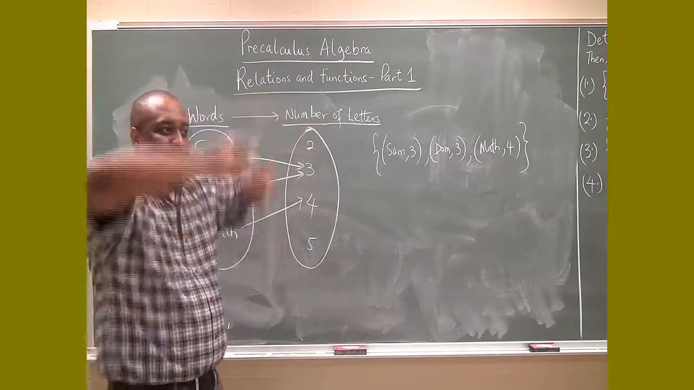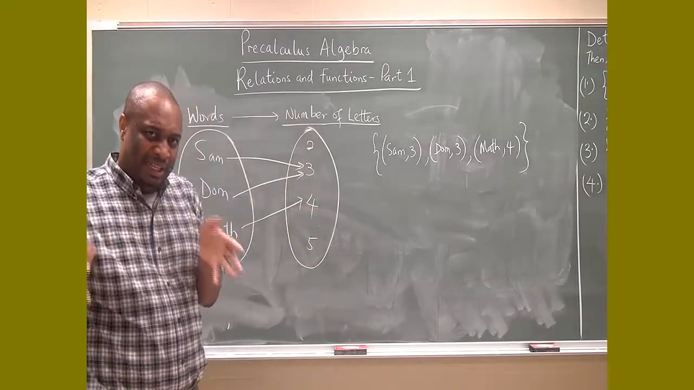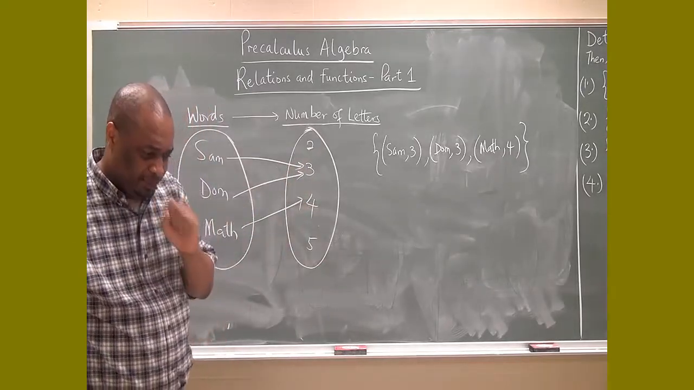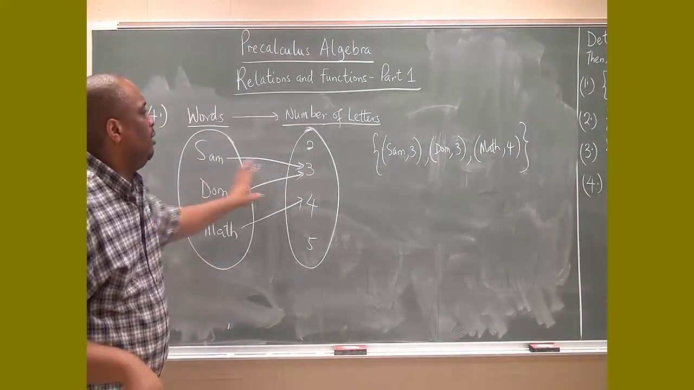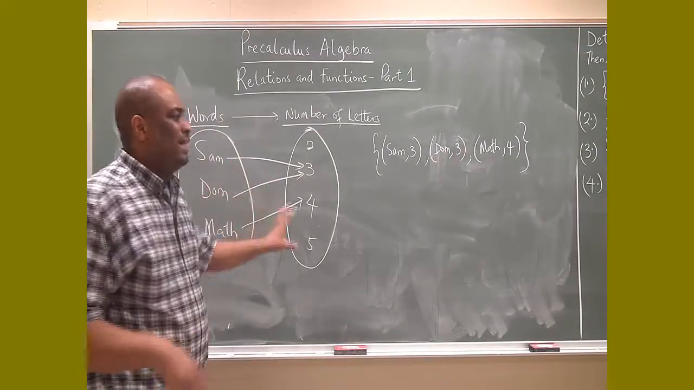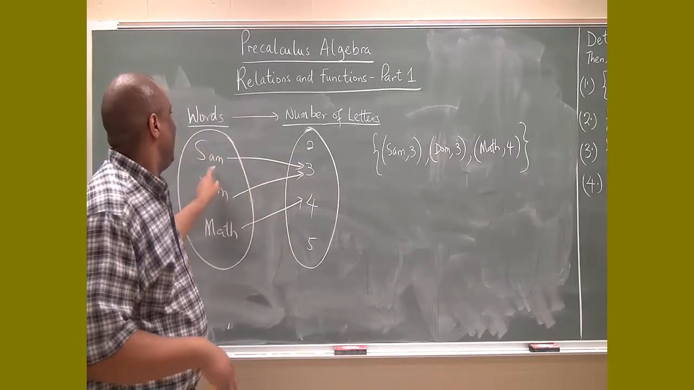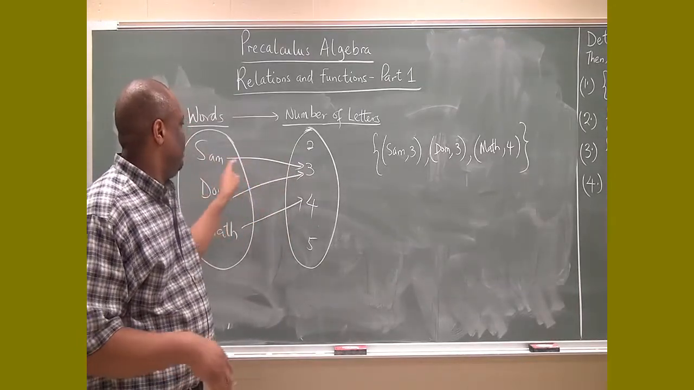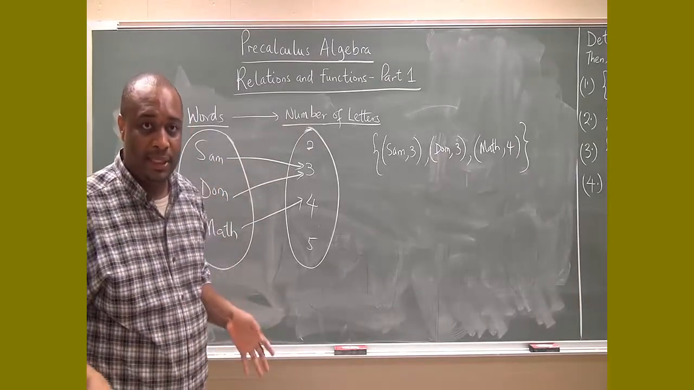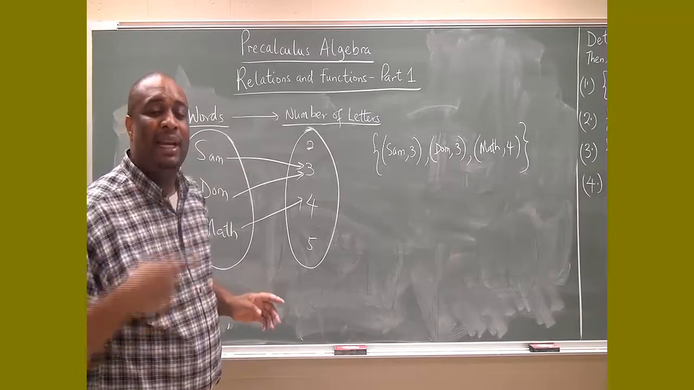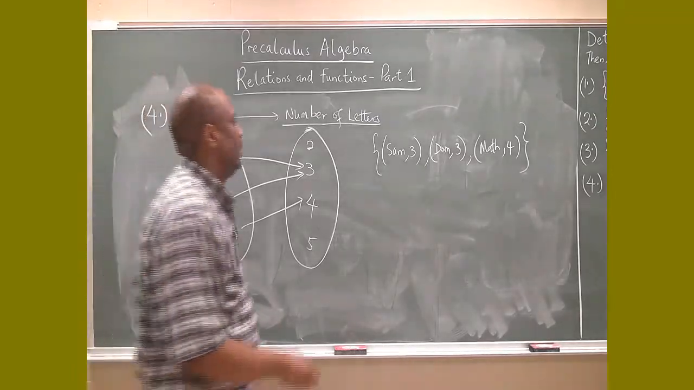Now, the codomain is the set of all these, 2, 3, 4, 5. But the range is just the set of the images. So it still doesn't matter. This is still a function. It is a relation. It is a function, right? Because each element has a unique image. I know that Sam and Dom have the same image. It does not matter, provided that there's no element that has 2 different images.